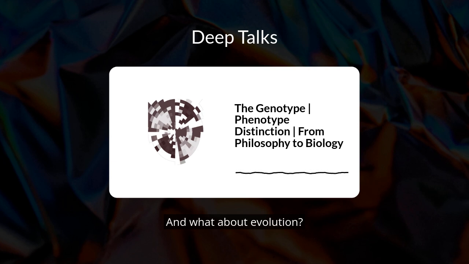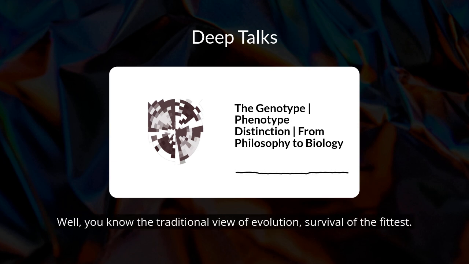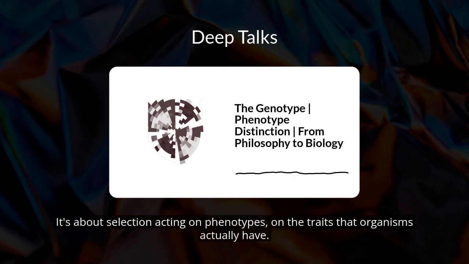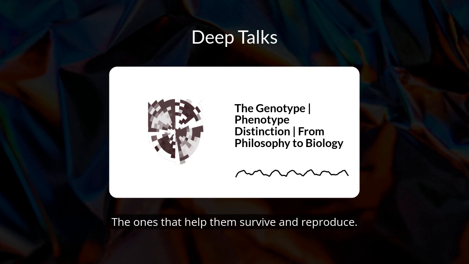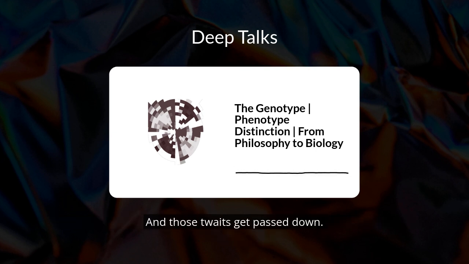And what about evolution? How does this all fit into that? Well, the traditional view of evolution, survival of the fittest, is about selection acting on phenotypes, on the traits that organisms actually have. Yeah, the ones that help them survive and reproduce. And those traits get passed down.